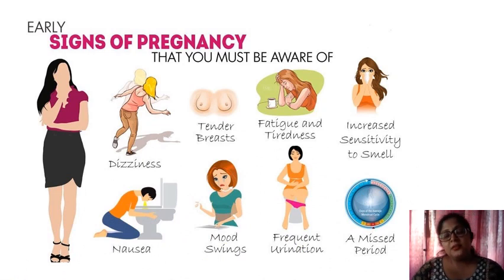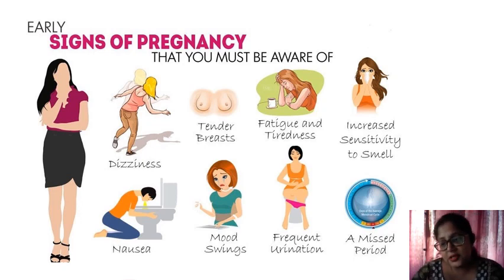Now, what are the different signs of pregnancy that are generally seen? First is dizziness, which is very common during pregnancy. Along with that, dizziness is accompanied by nausea, mood swings, which are very common, breast tenderness, fatigue and tiredness. The reason behind the fatigue and tiredness, I told you in the previous video. Along with that, there is increased sensitivity to smell and frequent urination.